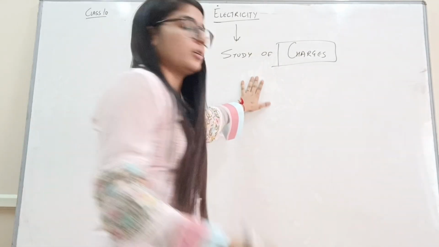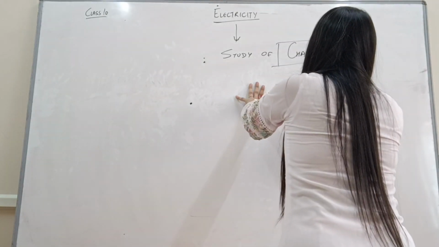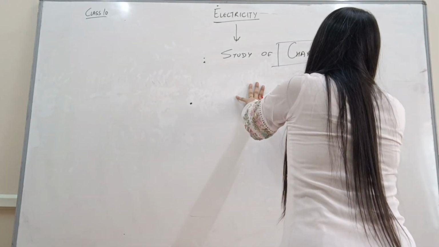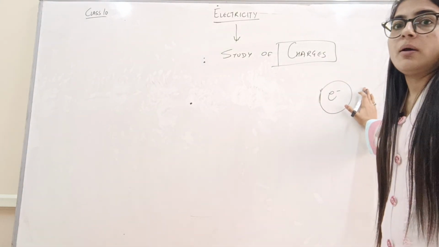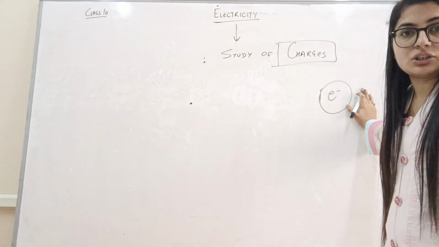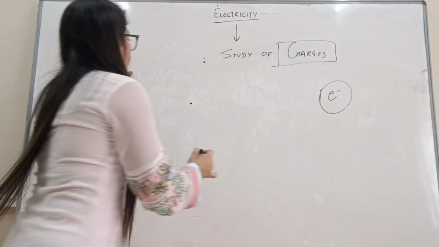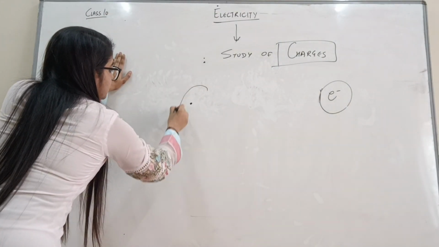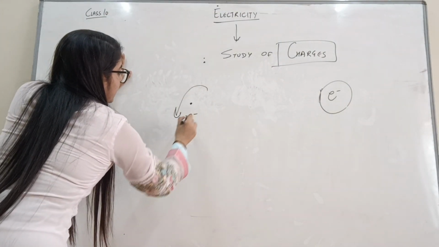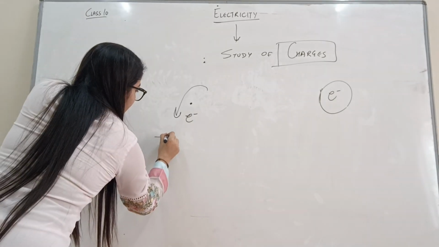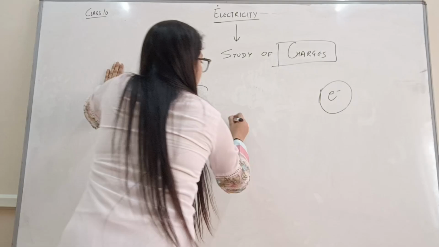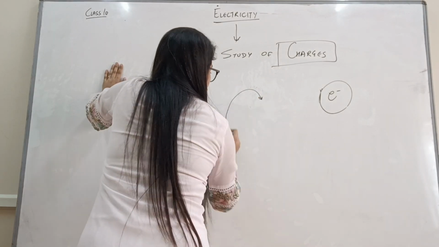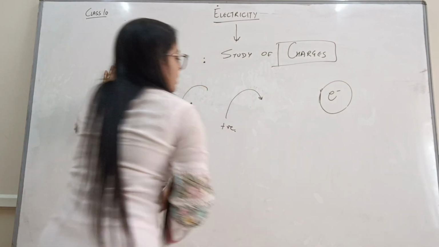Now, what is an electron? We already know what an electron is. An electron is the smallest entity of matter that carries charge. Whenever a body gains an electron, it is negatively charged, and whenever a body loses an electron, it is a positively charged body.